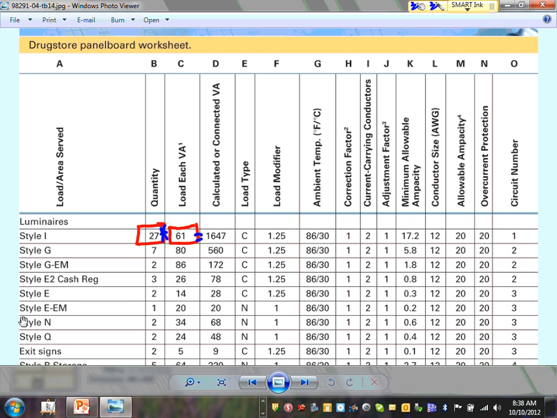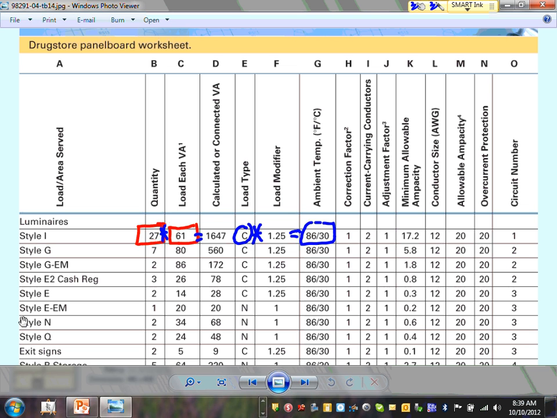Here's what you get. C stands for continuous load. So what do you do if it's continuous load? You multiply again by 1.25, right? Piece of cake, and that's what you get. Does that make sense? You take the number of fixtures multiplied by the volt amp of each fixture, multiplied by 1.25 because this is continuous load, and we get this number. Any questions up to this point? You guys will do it all the time with me when we size, right?